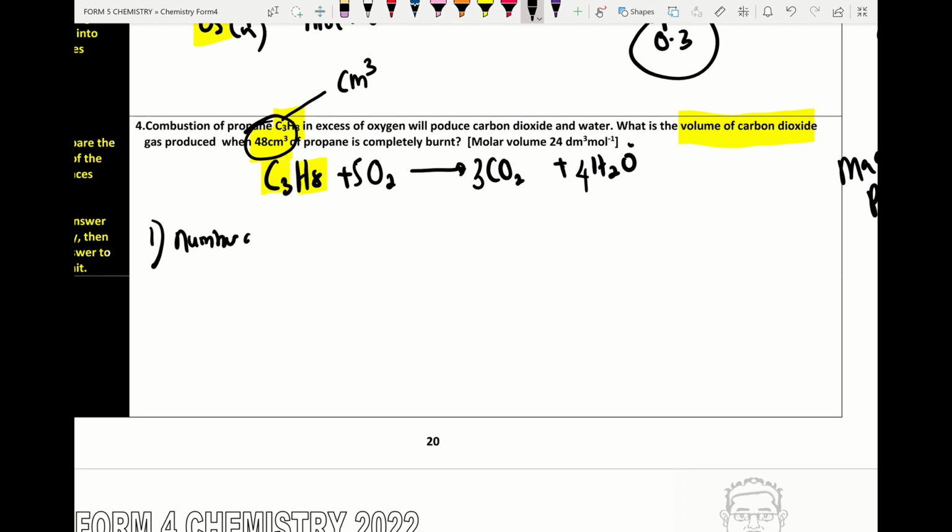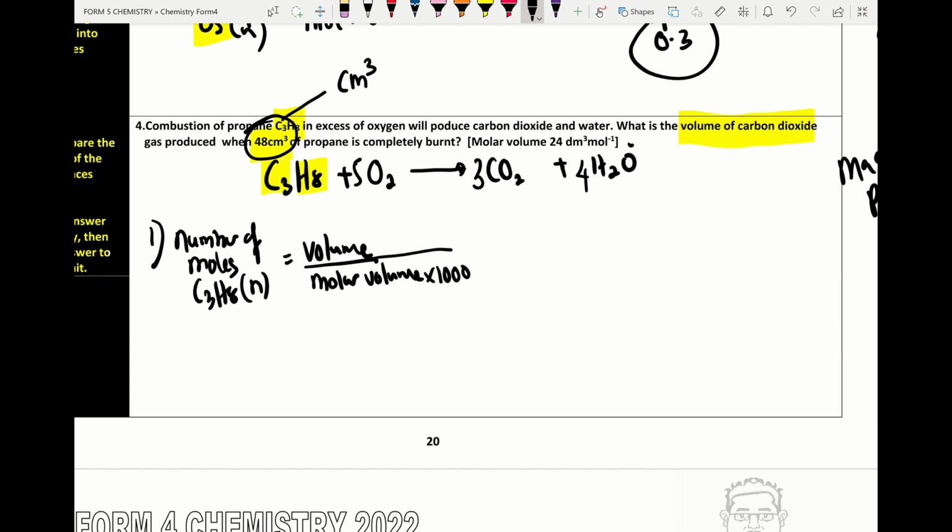So we put here number of moles of C3H8. We will use the formula of volume divided by molar volume. Molar volume must be multiplied by 1000 because the unit is cm³. So here the volume is 48 divided by 24 times 1000. The answer that we will get is 0.002 mole.